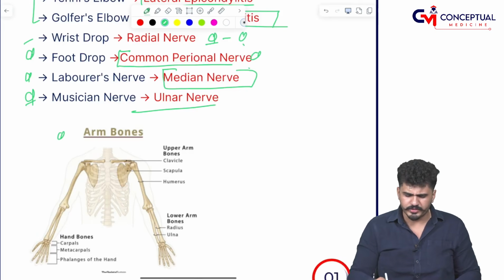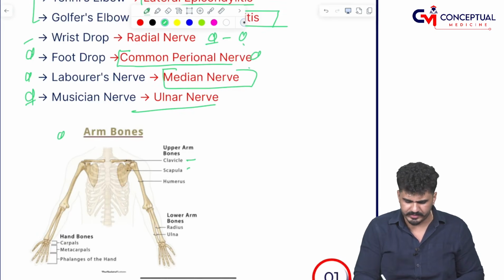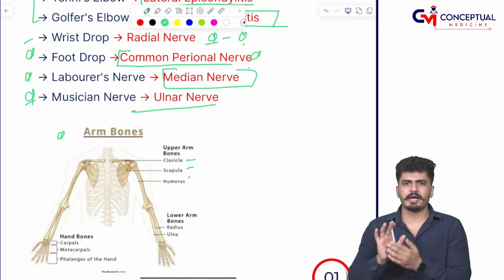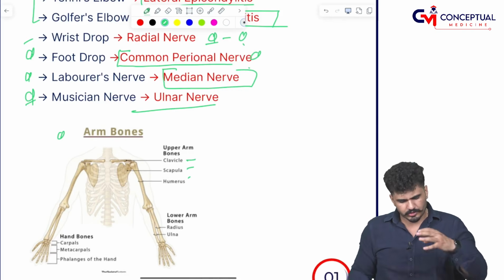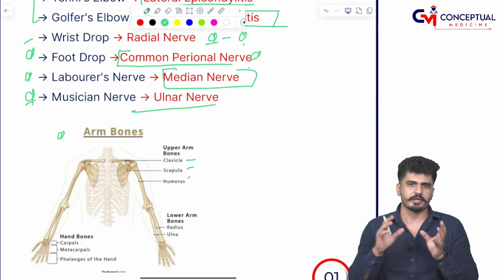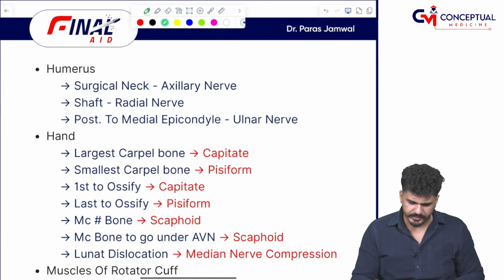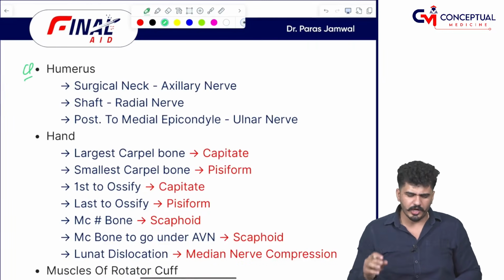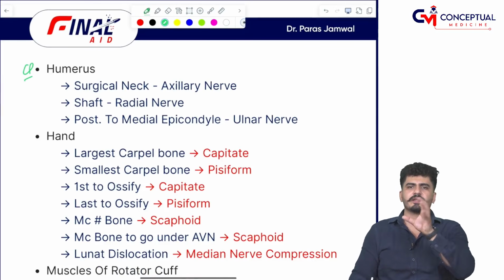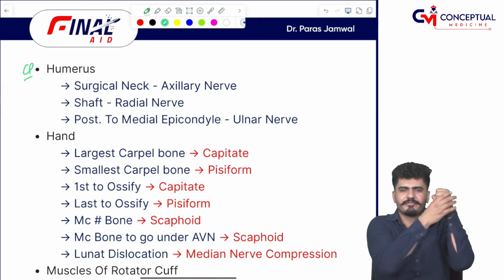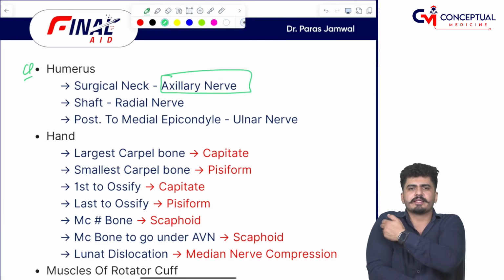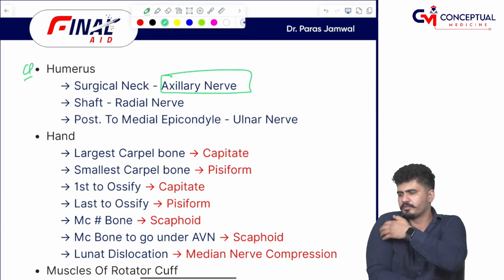Comfortable? Arm bones, mainly we have to study the clavicle, scapula and humerus. Then coming to radius, ulna, and we also have to study the carpal bones. One by one we'll talk about their important nerve supply, muscles and their clinical importance. Now the first bone we have to talk about is the humerus. If the surgical neck of the humerus is fractured, which nerve is going to get damaged? That is the axillary nerve, and a branch of the axillary nerve supplies the deltoid area.